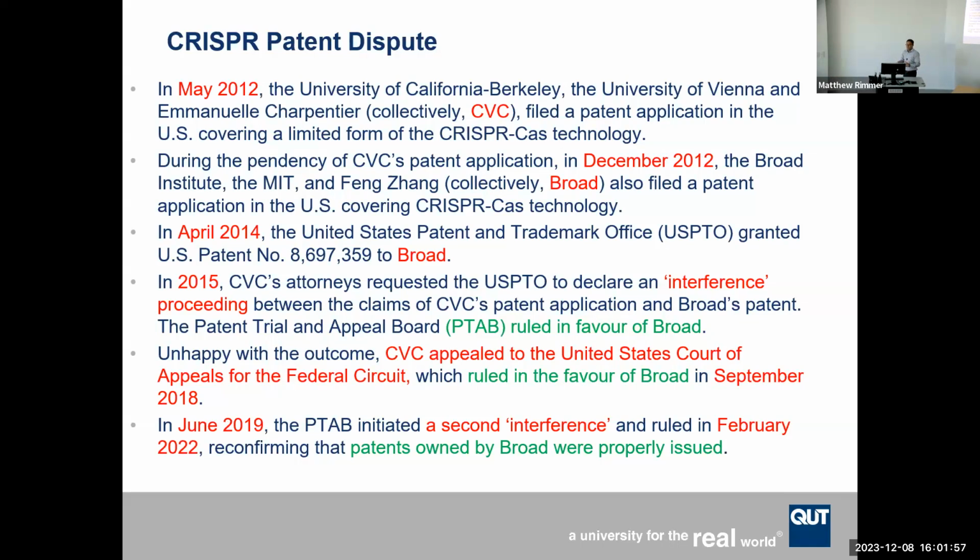And that system of first to invent led to these types of scenarios where multiple inventors were claiming the patent, and it all depended on the evidence they could produce to support their assertion that they were the first inventor. And this is a perfect example of how things can unfold and become complicated if the actual inventor is not clearly identified.